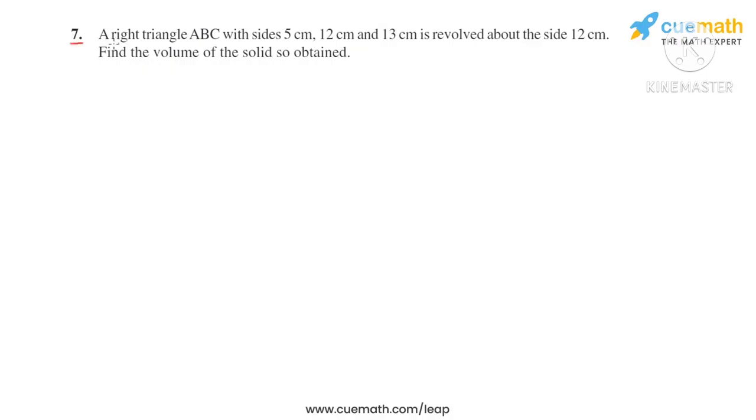In the seventh question, it is given a right triangle ABC with sides 5 centimeters, 12 centimeters and 13 centimeters is revolved about the side 12 centimeters. Then find the volume of the solid so obtained. That is, there is a right triangle ABC, as you can see in the figure, with sides 12 centimeters, 5 centimeters and 13 centimeters.